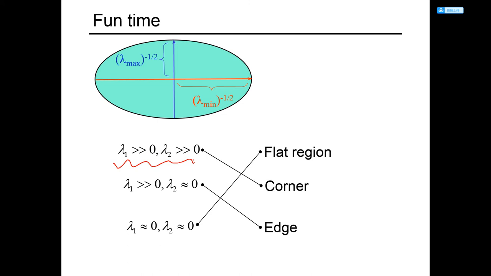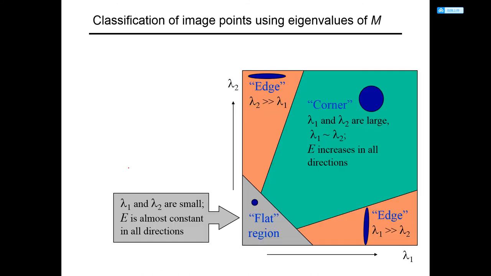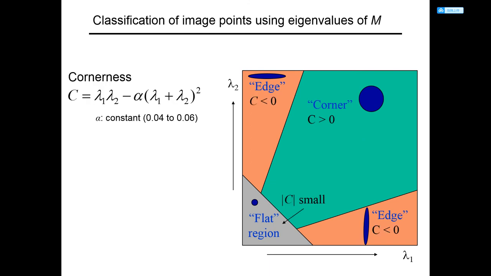So therefore, we just compute the M matrix there, decompose it to find the eigenvalues, and check which region they fall in. So this region is a corner, the rest is an edge, and so on. Then we can define a corner response for this function. Roughly speaking, it can be specified by this function here.